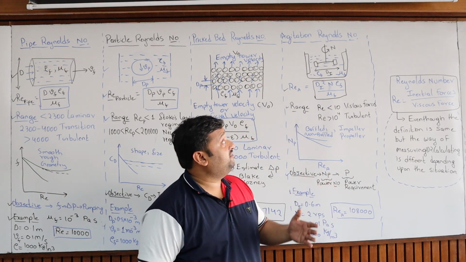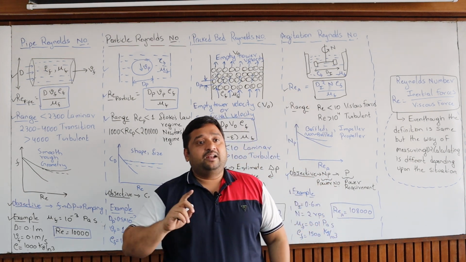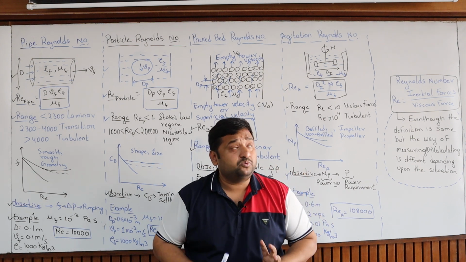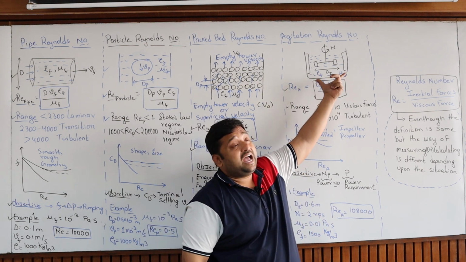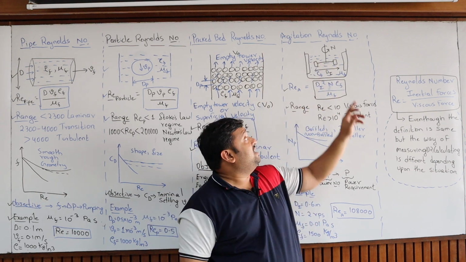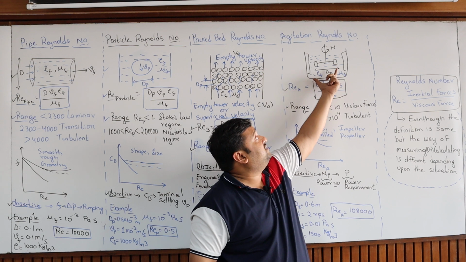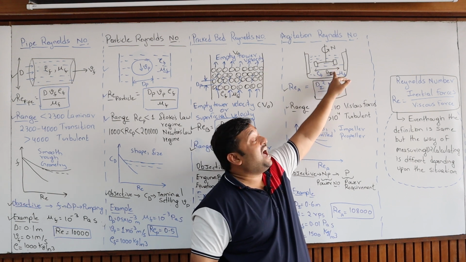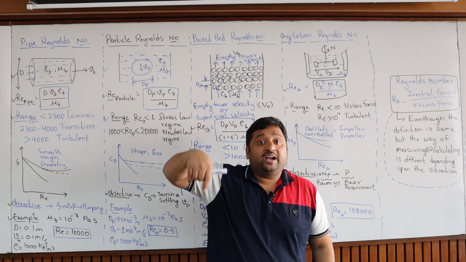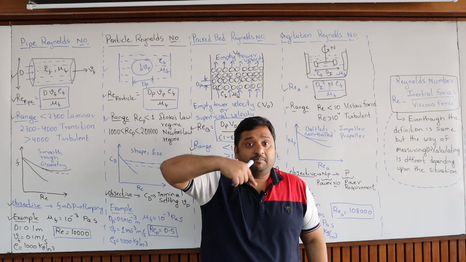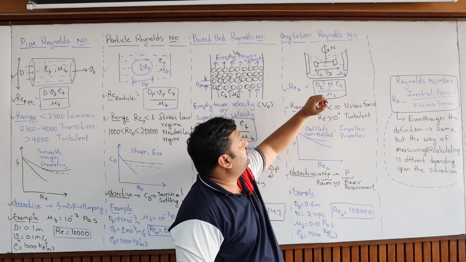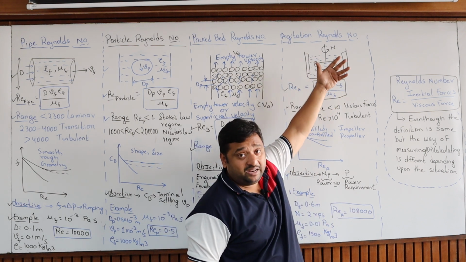And the final situation is called agitation. In agitators, people use a different Reynolds number. This is the agitator, and this is the agitation tank in which mixing happens. The diameter of the agitator is di, and n is the speed per second, how many rotations the impeller makes. Da is the diameter of the impeller. This is a tank in which some liquid is getting mixed.